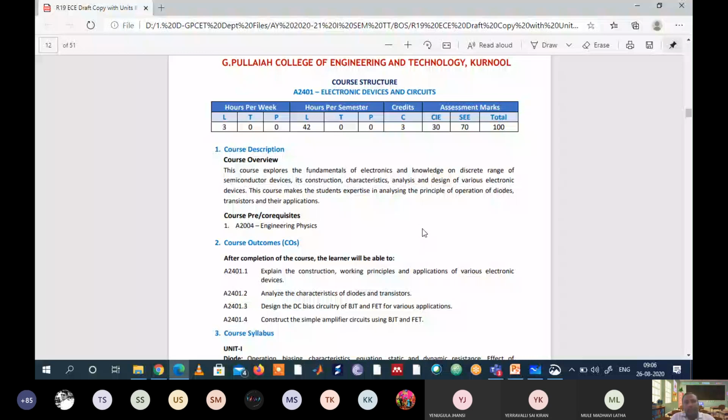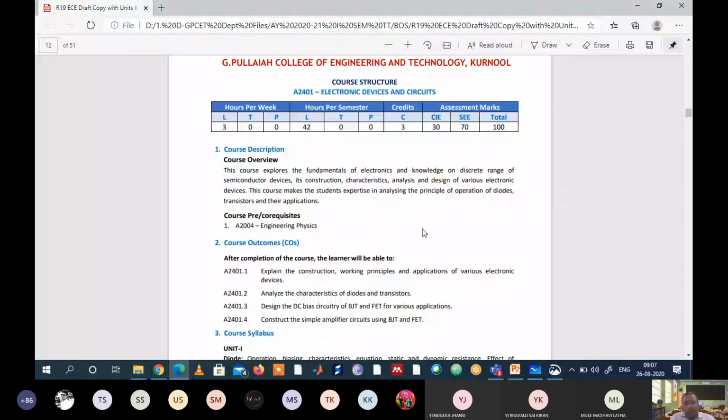So this course also makes the students expertise in analyzing the principle of operation of diodes, transistors, and their applications. Means what is the application of diode, what is the application of transistor, whether it is BJT or FET or MOSFET. So what are their applications? All this we will be learning in electronic devices and circuits. And I am assuring you that definitely you will be doing some mini projects also if you learn these concepts and this subject called electronic devices and circuits.